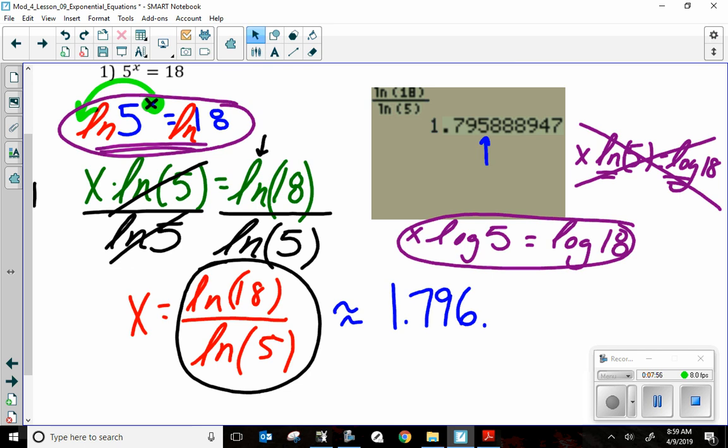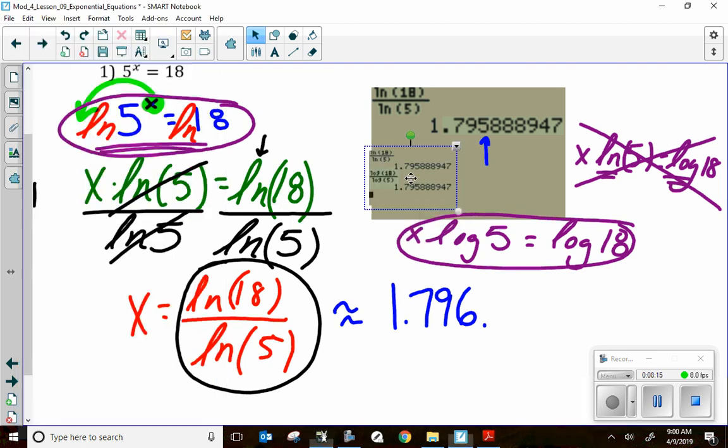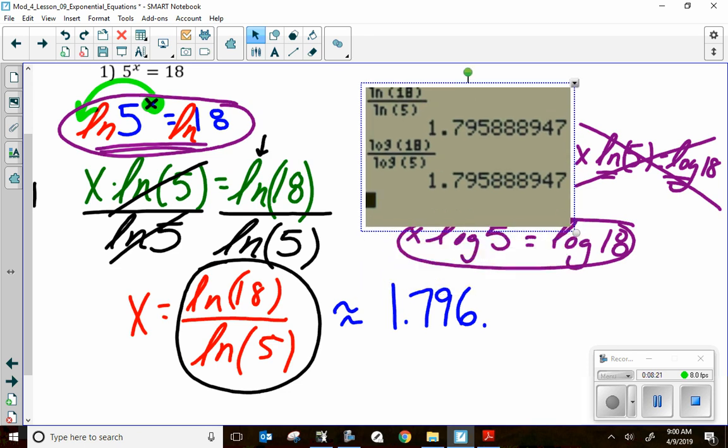Okay? So what happens if I would have used log? If I put log in place of both of my natural logs, the log of 18 divided by the log of 5, and I hit enter, I get the same exact answer. Okay, I'm going to bring this over here. You'll notice this is the same exact answer. Okay, I'll put it right there. They're both there. So I can use either logs or natural logs, but I can't use both in the same equation. All right, not to solve like this. All right, pretty good. Let's practice this a little bit more.